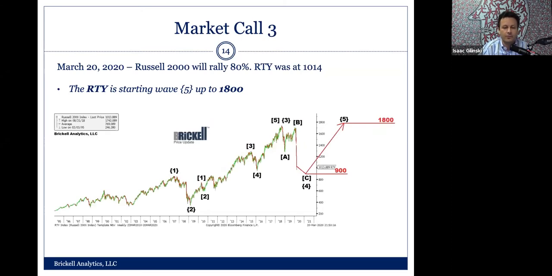Same forecast on the Russell. We thought the Russell was very, very oversold, and it was due for an 80% bounce. When the Russell was at about 1,000, we said, look, the Russell has to rally to about 1,800. And as you know, the Russell right now is way above 1,800.